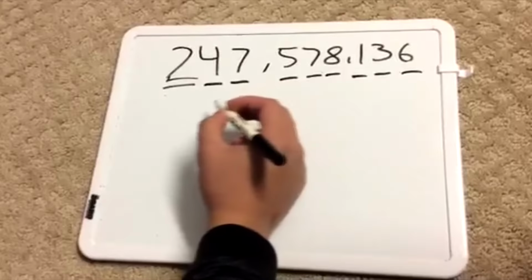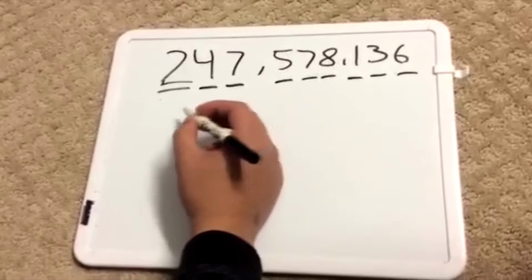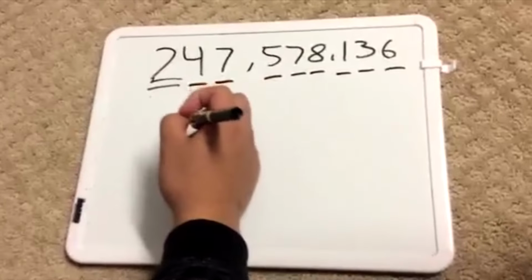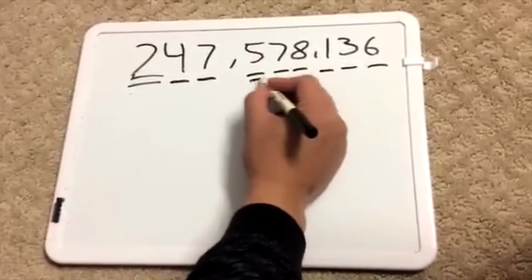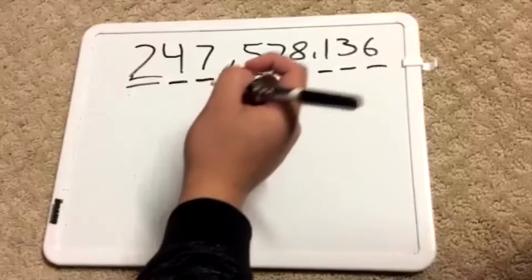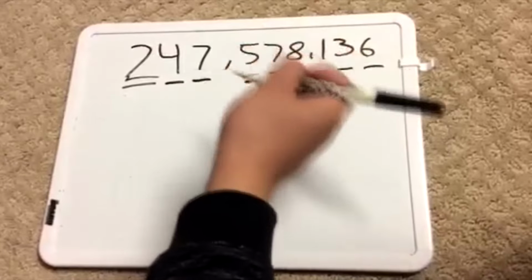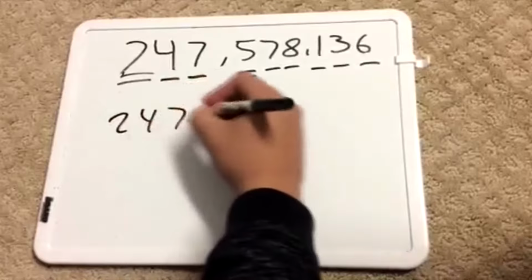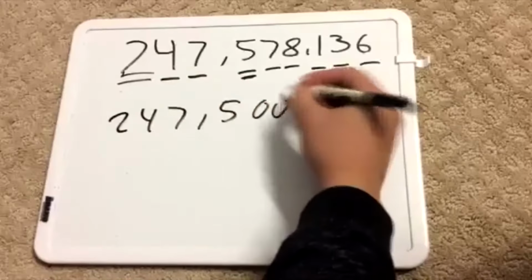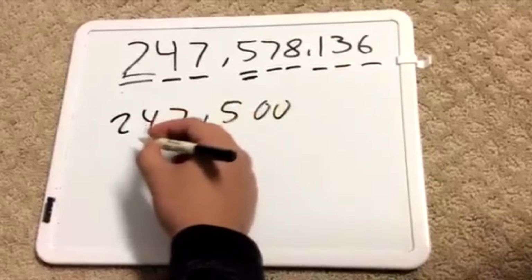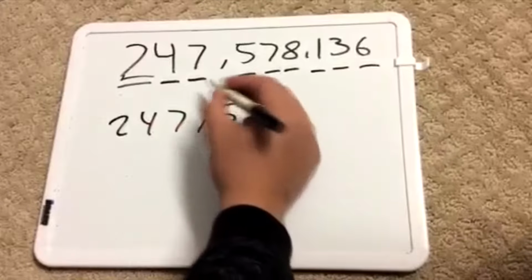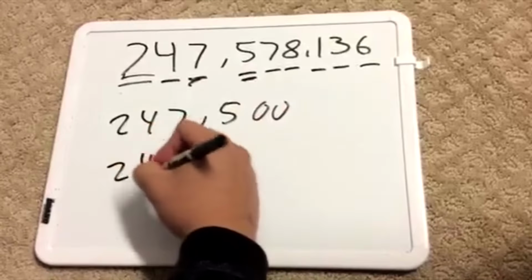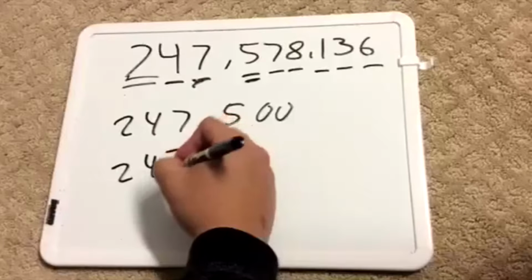So if we round to a certain decimal place, then that could affect the amount of significant figures in the entire number. For example, if I round to the hundreds place, which is at the 5, there will be no significant figures to the right of the 5. It will be rounded to 247,500. Likewise, if we would be rounded to the thousands place, which is at the 7, then the number will be rounded to 207,000.